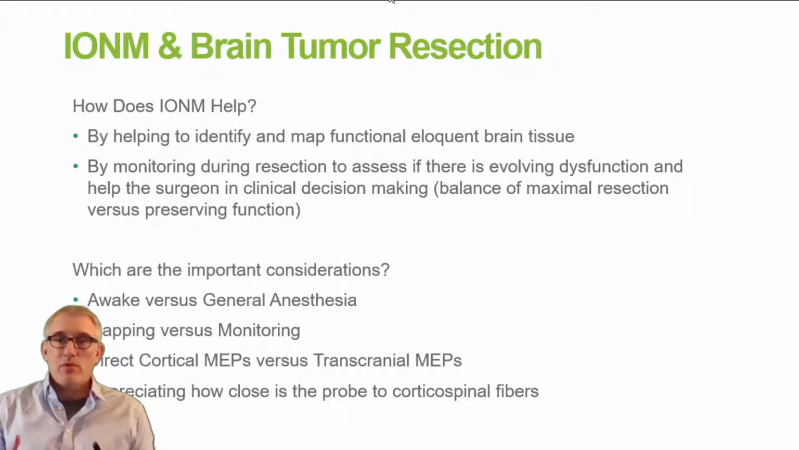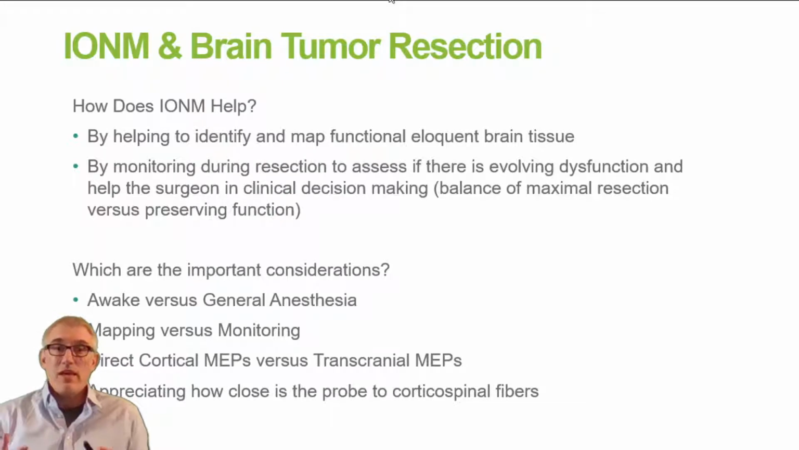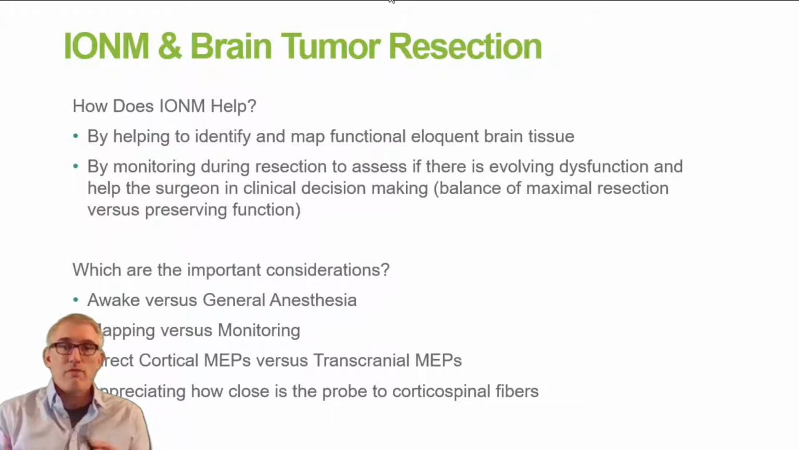How does IONM help during a brain tumor resection? First, it helps to identify and map the functional eloquent brain tissue. And then it helps by monitoring during the resection to assess if there is any evolving dysfunction, to help the surgeon in that clinical decision making as far as balancing maximal resection versus preserving function.